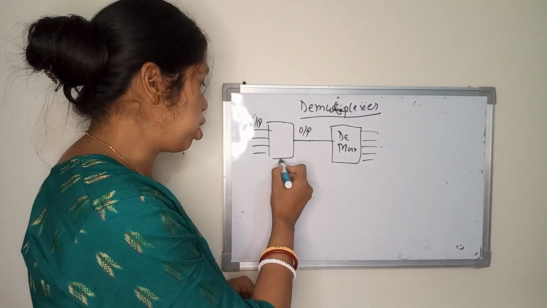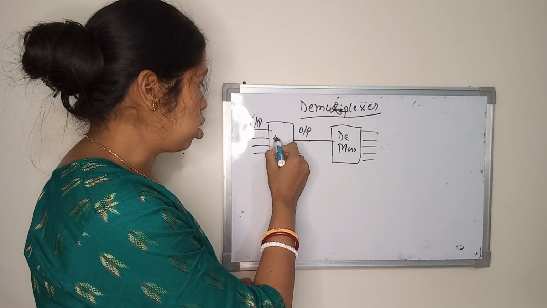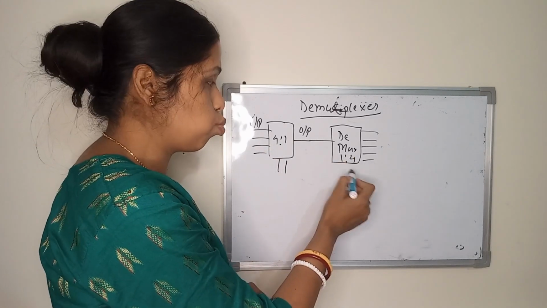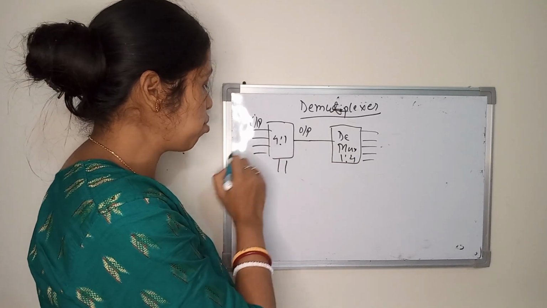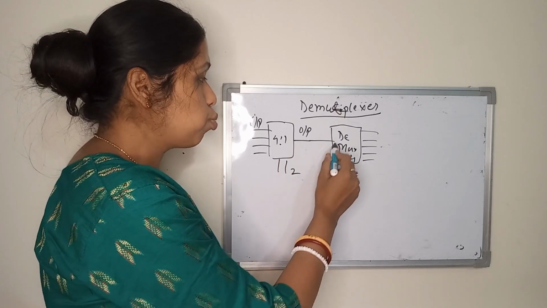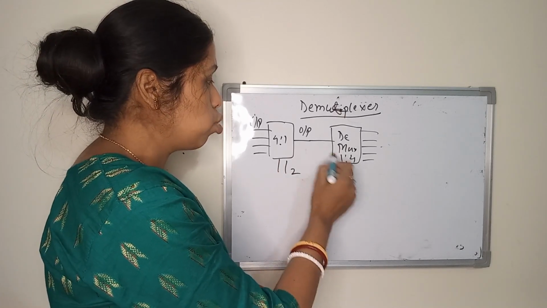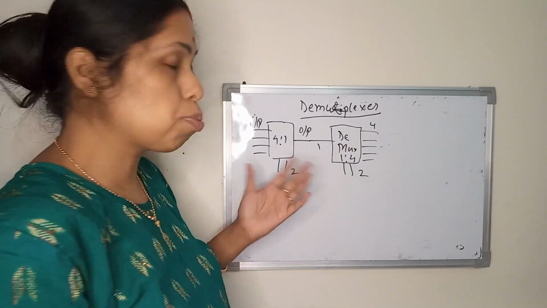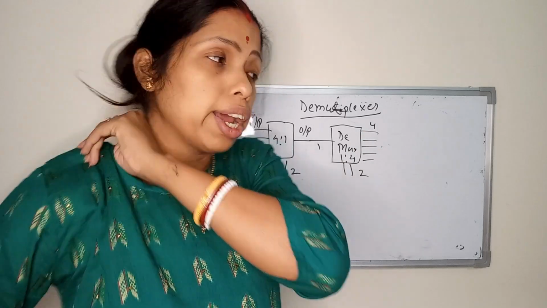Suppose you have a 4 is to 1 MUX. In case of the DEMUX, it will be 1 is to 4. For the 4 is to 1 MUX, you have 4 input channels, 2 select lines and 1 output. For the DEMUX, you have 1 input channel, 4 outputs and 2 select lines. Just the opposite of the multiplexer.